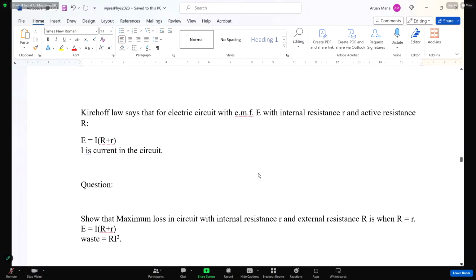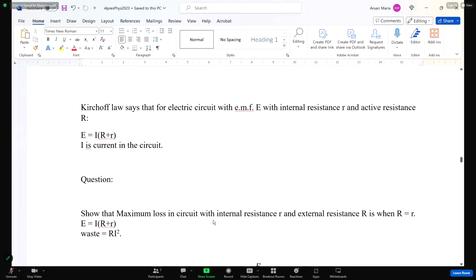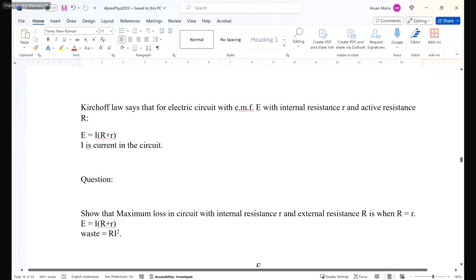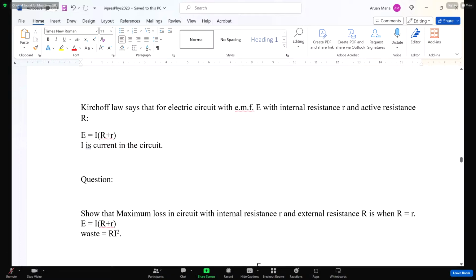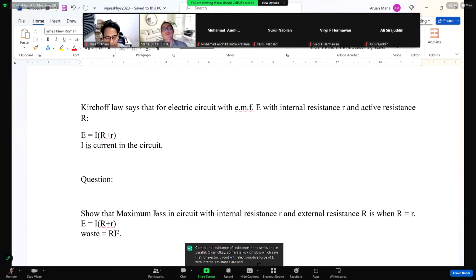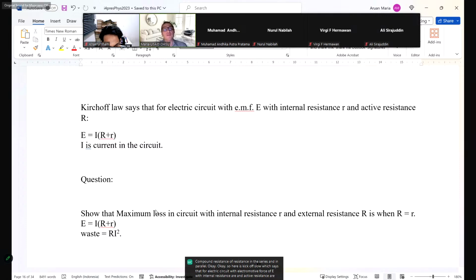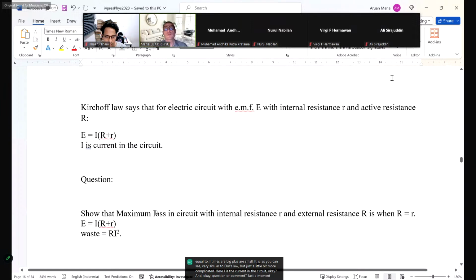Okay, so here is Kirchhoff's law, which says that for electric circuit with electromotive force of E with internal resistance R small and active resistance R big, electromotive force is equal to I times R big plus R small. It is, as you can see, very similar to Ohm's law, but just a little bit more complicated. Here, I is the current in the circuit, okay? And, okay, question or comment? Just a moment.